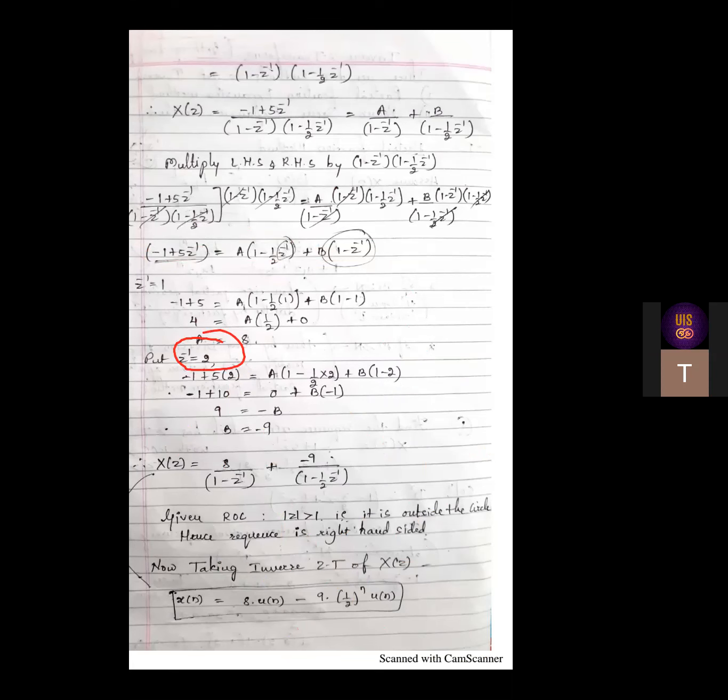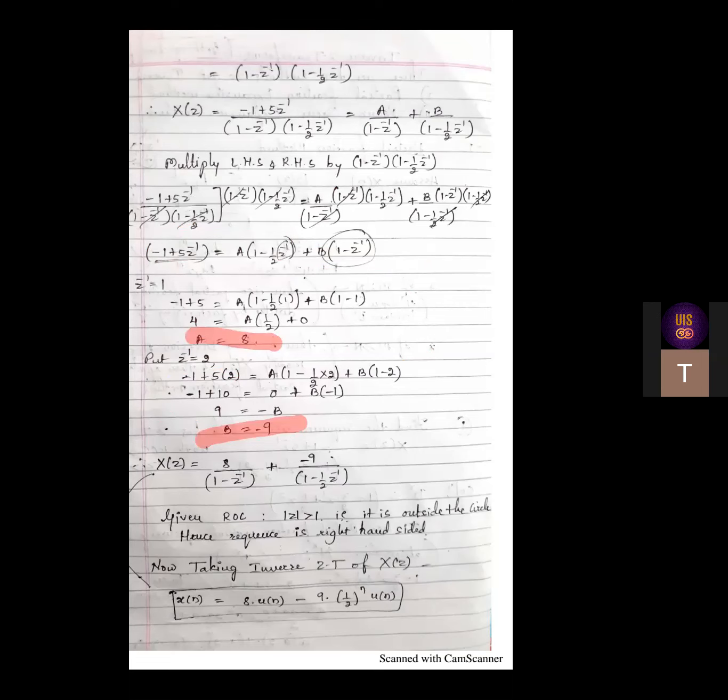Using the same equation, substitute z inverse equal to 2, you will get minus 1 plus 5 into 2 is equal to, A will go 0, plus B into bracket 1 minus z inverse, which is 2. Just solve it: minus 1 plus 10, A is 0, B into minus 1, or 9 is equal to minus B, so B is equal to minus 9. So we have found two different values, A is equal to 8, B is equal to minus 9.